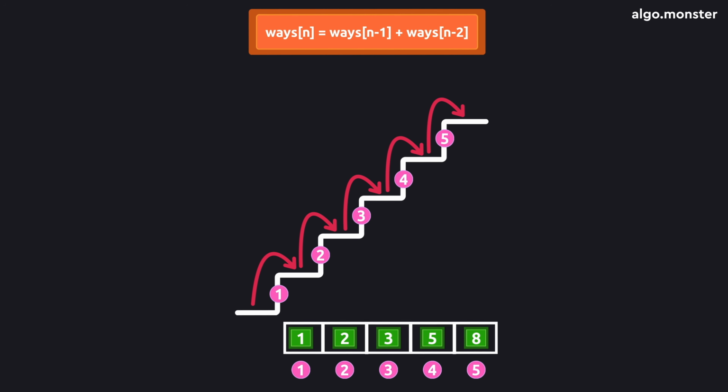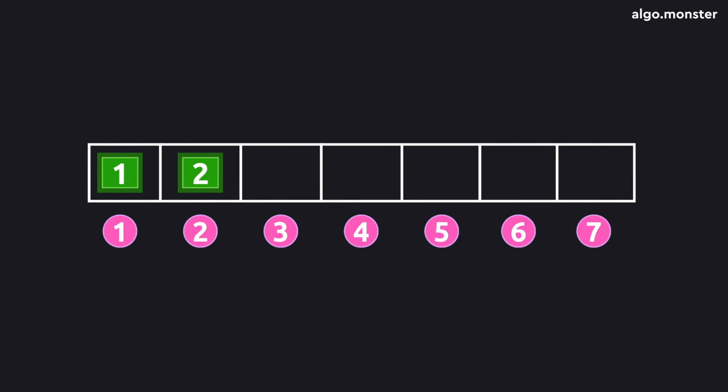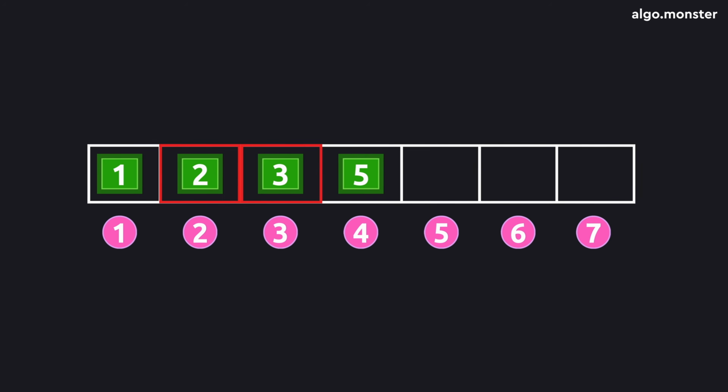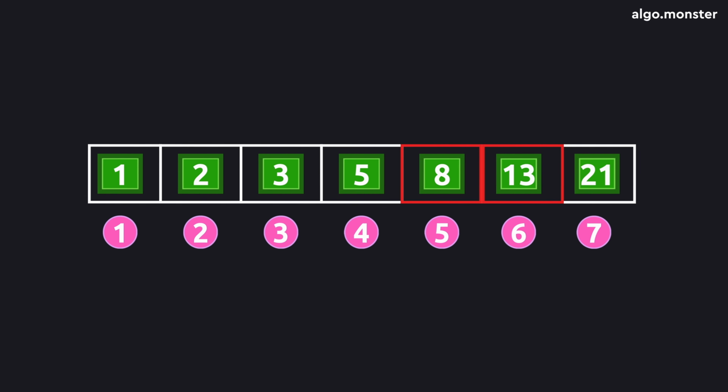Each index in the array would represent a step number, and inside that cell, we store the number of ways to reach that step. Then we just move forward along the staircase in a loop, take the last two values, apply the formula, and store the result in the next cell. And we repeat this until we reach the final step. And there's no recursion here, no cache checks, no call stack, just a clean bottom-up loop where every step depends only on the previous two results.